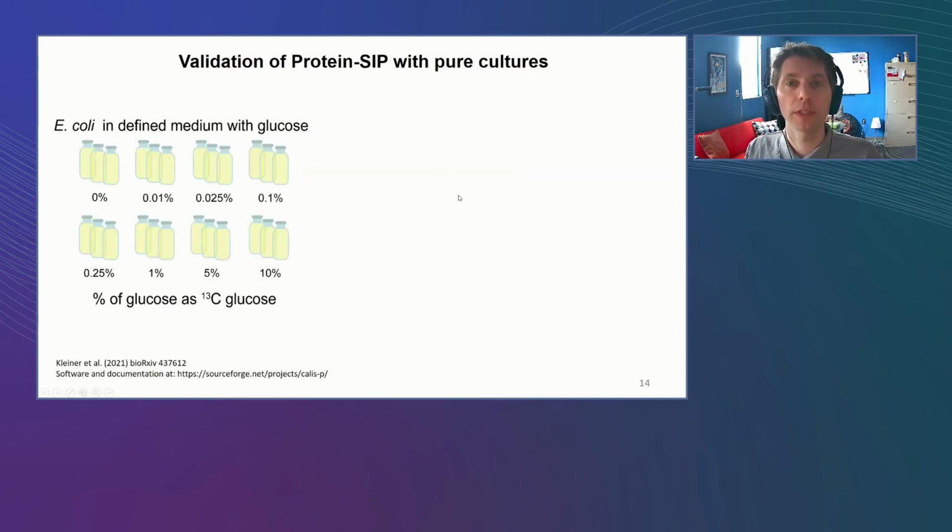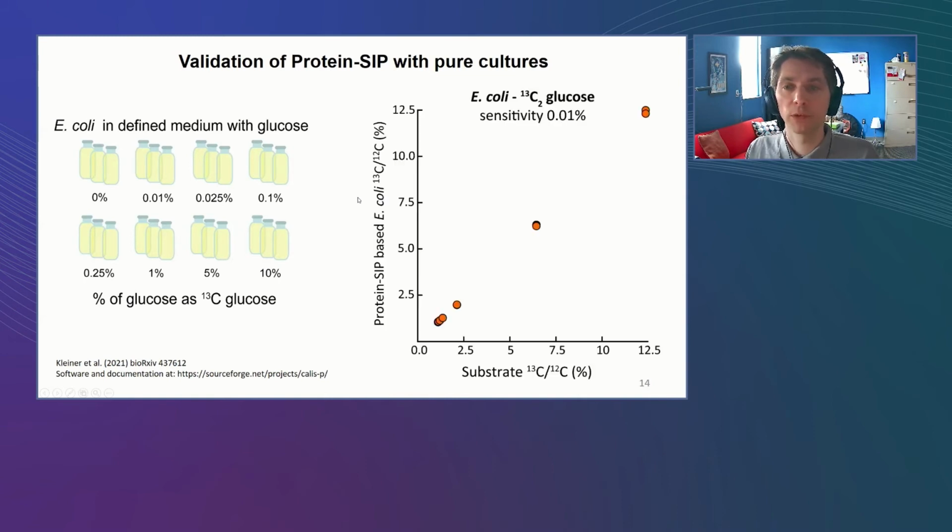So we did initially, of course, a lot of experiments with pure cultures just to validate our workflow. And of course, I'm only showing just one of these many experiments that we have done. So in this particular experiment, we have Escherichia coli, which we grew in a defined medium with glucose. And what we did is we replaced part of the glucose in the medium in different incubations with carbon-13 glucose. So we added a heavy form of glucose, but in different amounts of the total glucose. And so now this is the data that we generated with this experiment. On the x-axis, you can see the substrate carbon-13 to carbon-12 ratio, which we added to the experiment. On the y-axis, you can see the same ratios, but measured with our protein SIP method. And you can see we get a beautiful linear relationship between the two.